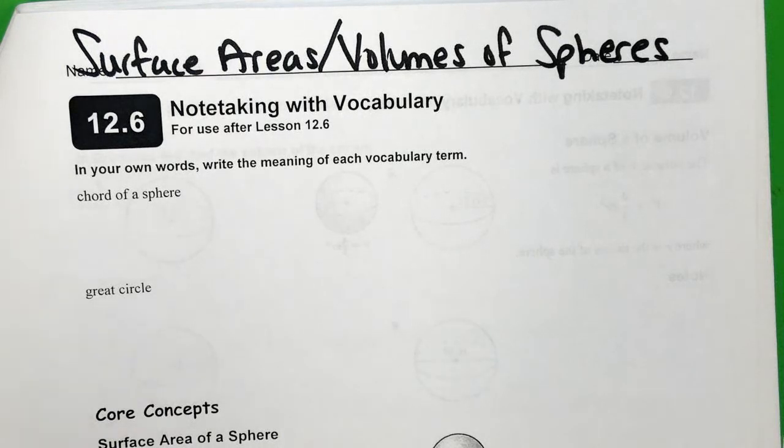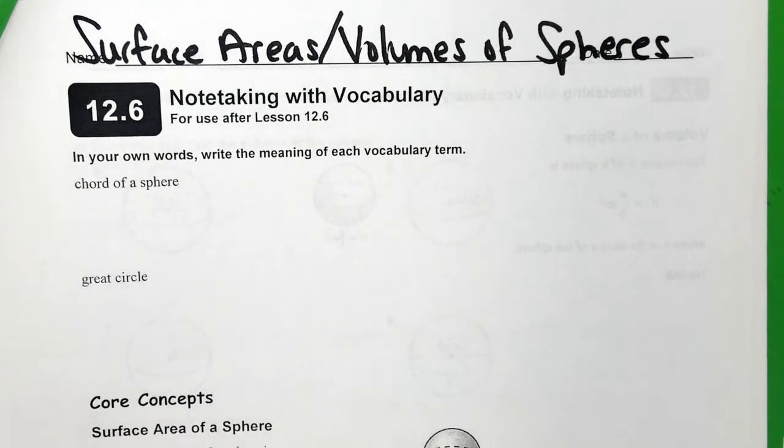Hello class, our final section for this chapter, or our final chapter for the entire year, is over surface areas and volumes of spheres. So this is kind of its own chapter in itself because we're dealing with only circles in this case.